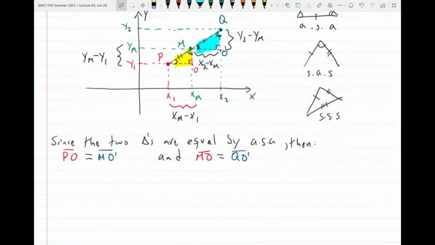What's PO equal to? Look at the picture, it's in the picture. What's PO equal to? Xm minus X1. That's Xm minus X1. What's MO prime equal to? Don't look at me, look at the picture. What's MO prime equal to? That's X2 minus Xm.